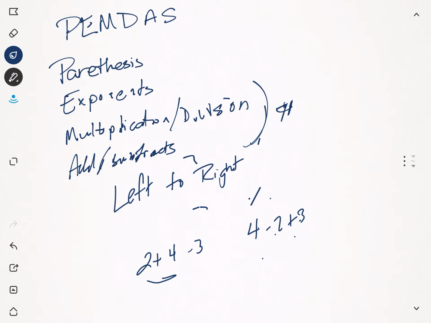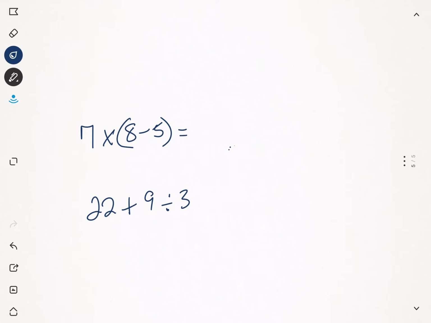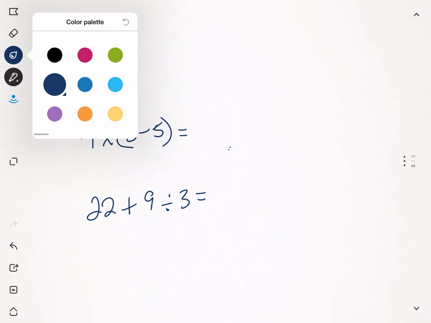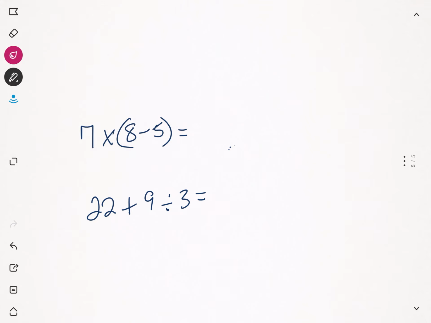So the ones that they gave you, 7 times 8 minus 5. Order of operations says I do parentheses first, so I should do the parentheses first. The next one says 22 plus 9 divided by 3. So you need to think about what comes first in order of operations, addition or division.